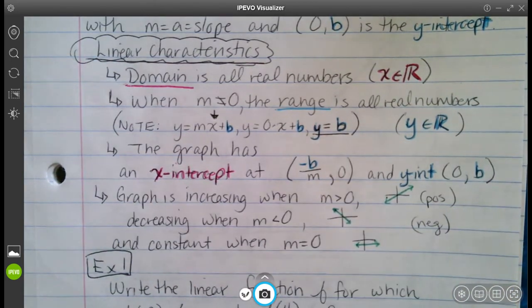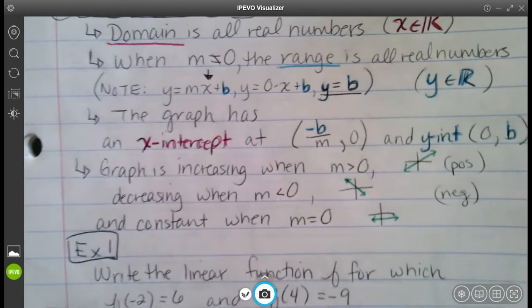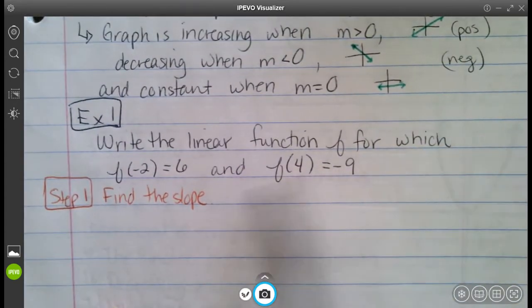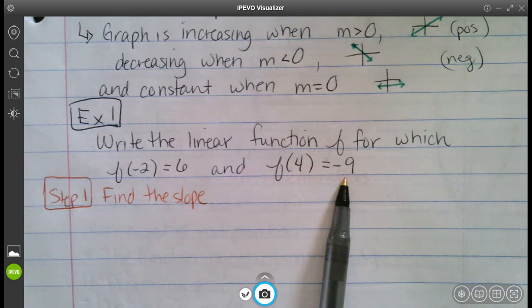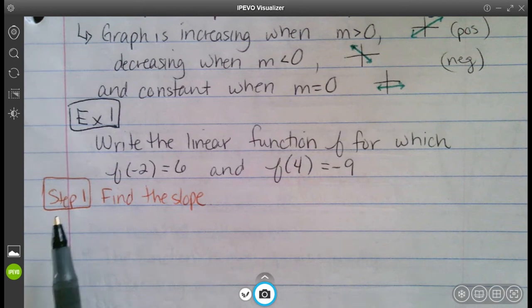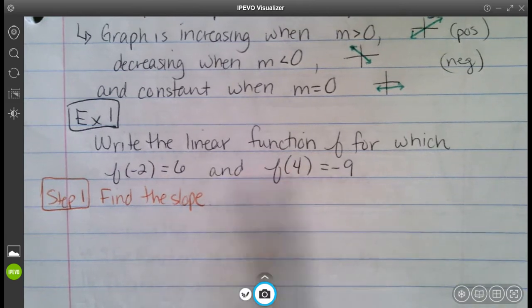We're going to start with an example on how to write a linear function if given in this format. So it says write the linear function f for which f of negative 2 equals 6 and f of 4 is equal to negative 9. So all we have are these weird notations here. I'm going to start you off with step 1. When we're writing a linear function, you need two things. You need the slope and you need the y-intercept. So if you're given points and a slope, you can probably figure everything else out. If you're given points, you can figure out the slope. So these two things are points.